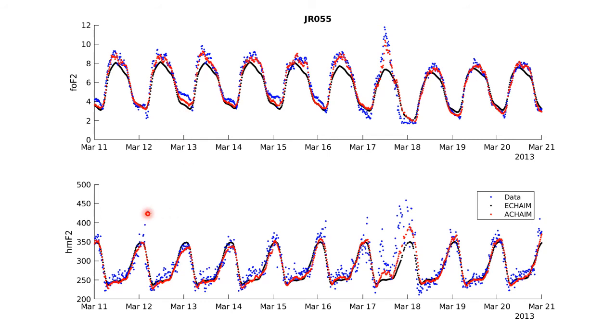For HMF2, you can see generally not much of a change, except for during the geomagnetic storm, where again you can see we do get this improvement where we get some lifting in the assimilation system during the geomagnetic storm, as one would expect from electrodynamic lifting.